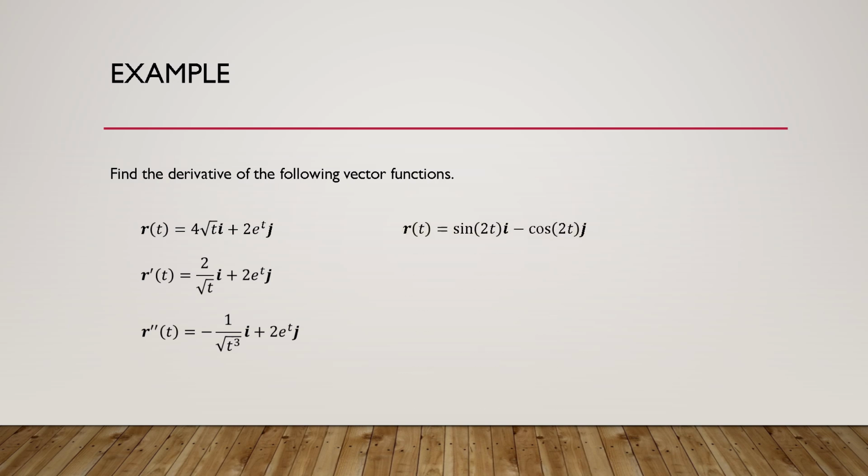In a second example, r(t) equals sin 2t i minus cos 2t j. The first derivative, r'(t), equals 2 cos 2t i plus 2 sin 2t j. The second derivative is negative 4 sin 2t i plus 4 cos 2t j.